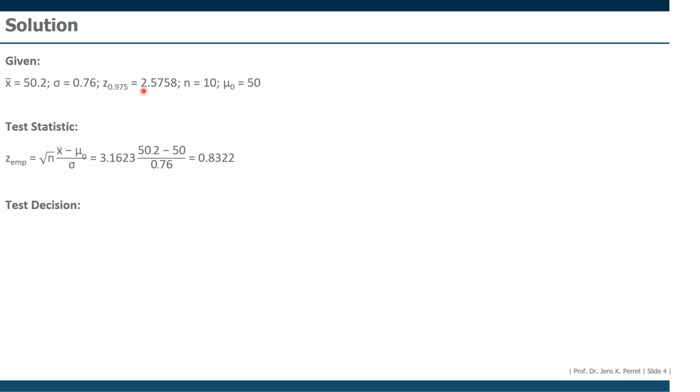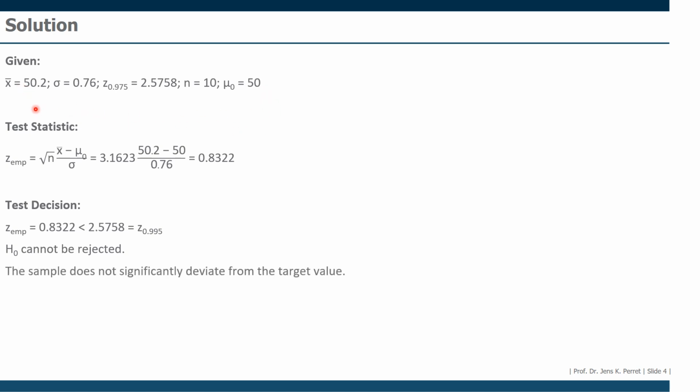In the test decision, we're going to compare this with the reference statistic, the quantile of the Z distribution. Comparing the two values, we see that our test statistic is definitely smaller than the reference statistic. This means we cannot reject our H0 hypothesis. There's no significant difference between these two values. Transferred to our original text, the sample does not significantly deviate from the target value, so the machine works within reasonable margins of error.